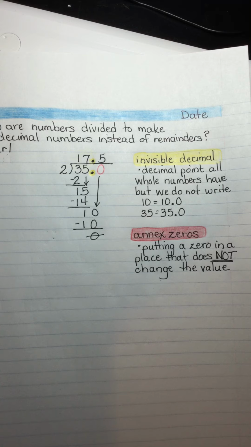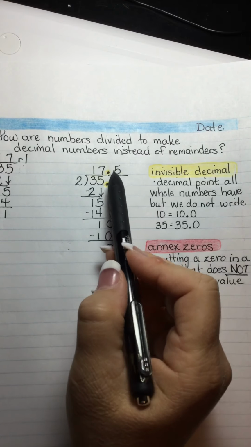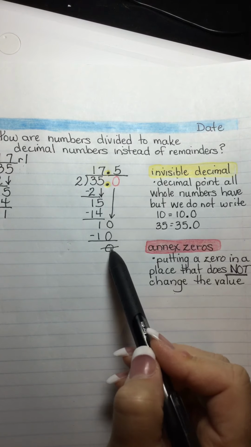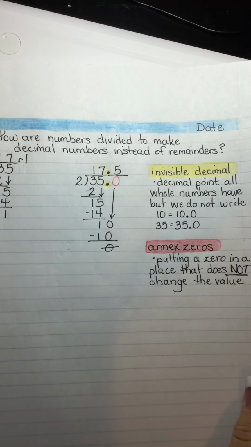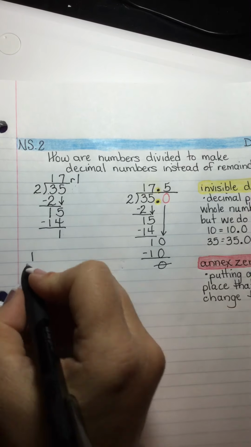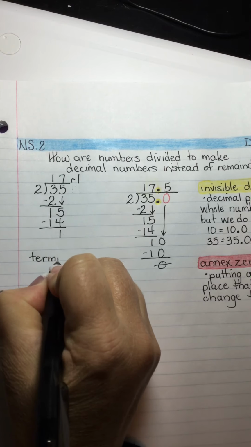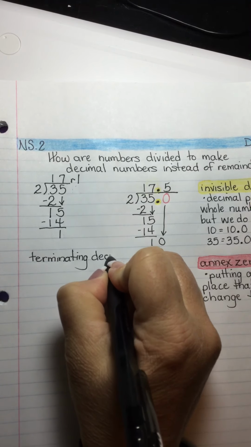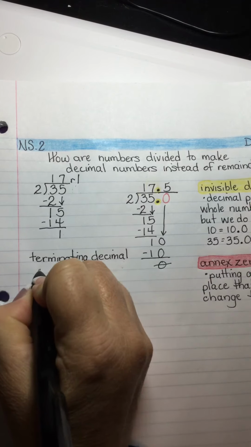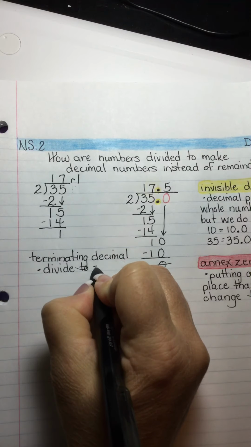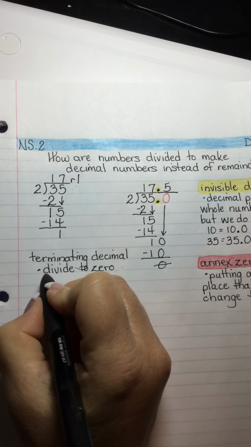So there's another term that I want to talk about. When we finally divided this out and we ended up with a complete number because it came to 0, that is called a terminating decimal. And it sounds pretty dramatic, but it really just means terminate, means to end. So a terminating decimal simply means you can divide to 0 and it ends.